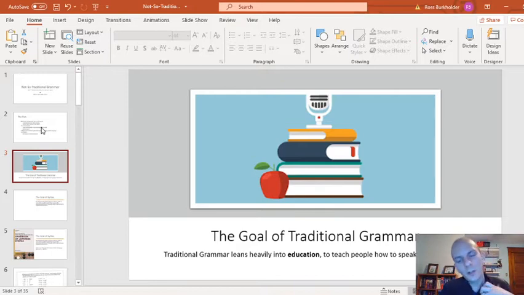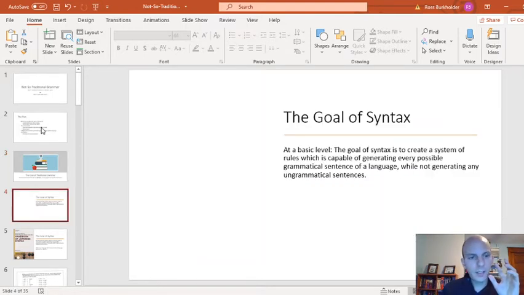But especially more recently, the focus of traditional grammar has been on education, on teaching people a system for teaching people how to speak and how to read and write these languages properly. Again, with that little bit of prescriptivist edge there on how to do it right or correctly. But that's the goal. That's largely what traditional grammars have been used for over the past few hundred years, at least. And this is different from the goal of modern syntax.